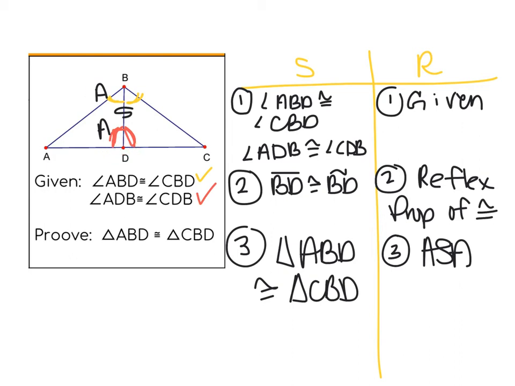So we have our two angles. The only other option we have is to find a side. So we have our given, so our side is that BD is congruent to itself. That's the reflexive property of congruence. We have an angle, an included side, and an angle, so triangle ABD is congruent to CBD by angle, side, angle.